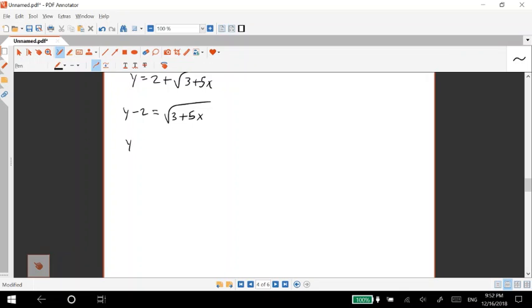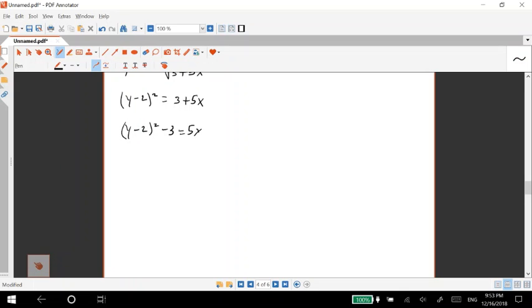We square both sides. y minus 2 squared equals 3 plus 5x. Okay, then we move that 3 over. y minus 2 squared minus 3 equals 5x. And then x is equal to that side divided by 5. So x equals (y minus 2 squared minus 3) over 5.